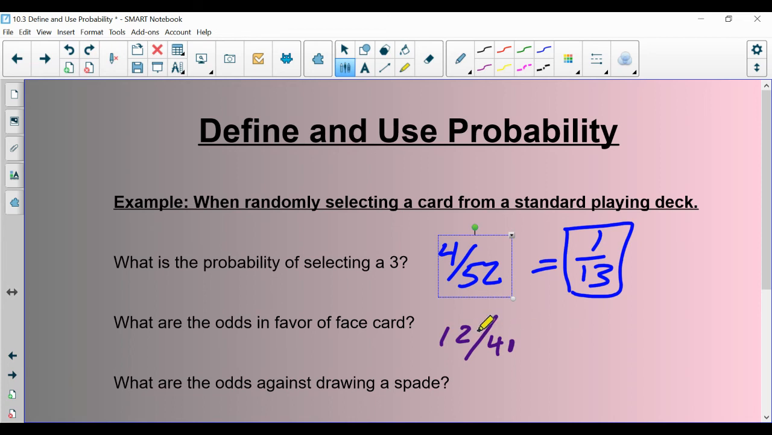I'll generally do the 12 to 40. I'm going to reduce it and write it in that form. They're both even, so I'm just going to divide them in half. 6 to 20, they're still both even. I'll divide them in half. 3 to 10. That would be the odds in favor of selecting a face card.